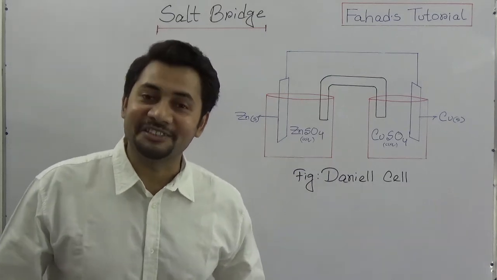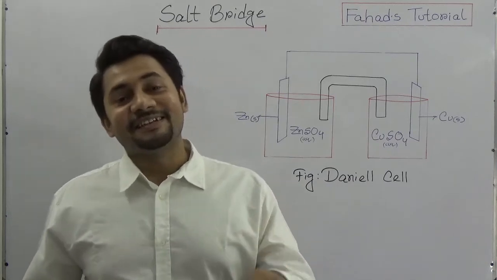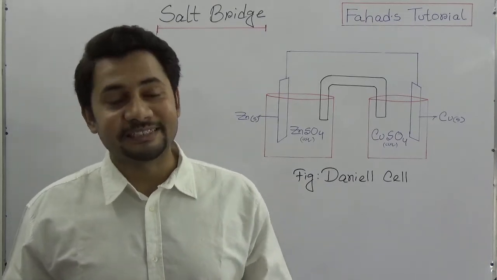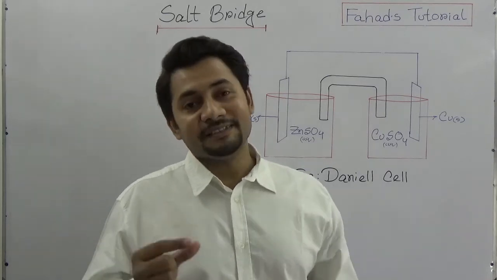Let's talk about a bridge. It's not in the river or in an ocean. It's on the galvanic cell or the voltaic cell. Yes, I'm talking about the salt bridge. So why is this important?